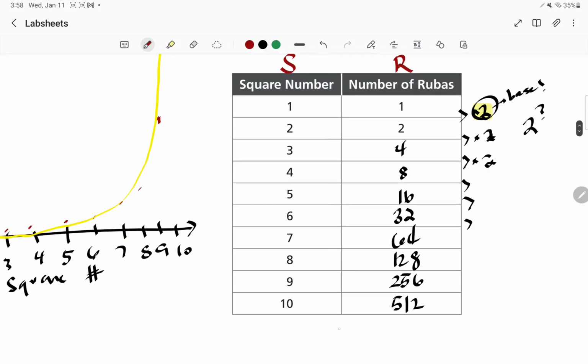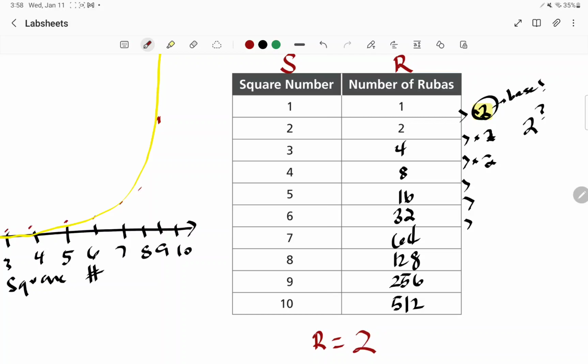Okay, so the number of rubas, since that is the one that depends on the square, right? How many rubas you get really depends on what square you're on. That's going to be our dependent variable, so we're going to put it first. So it'll be R is equal to, and we know that is going to be 2 to something.